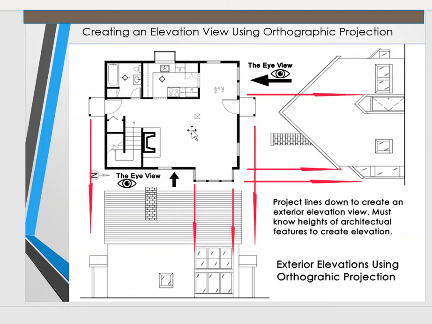Now, if I'm looking from the inside of the house, I project the lines the opposite way, and we'll take a look at that next. So make sure you know what view you're looking at so that you know how to accurately project the lines and create the look you want. So if I were standing outside of this house right here, I would be looking at this. That's what this represents. If I were standing here and I'm looking outside at this window, that's what that view represents.